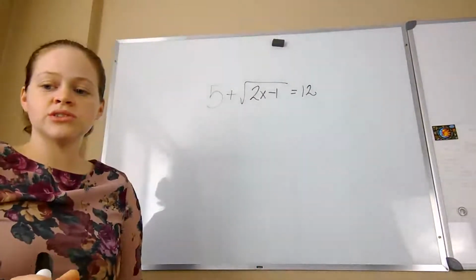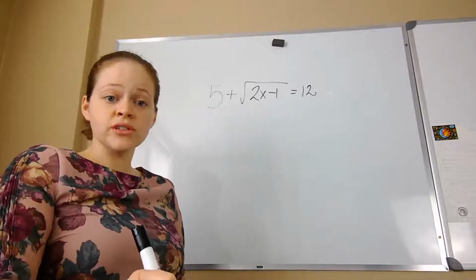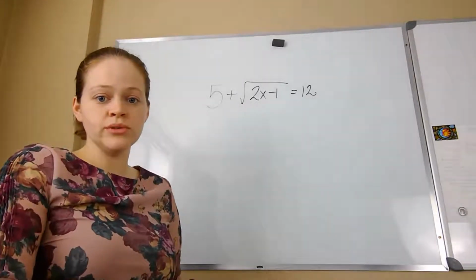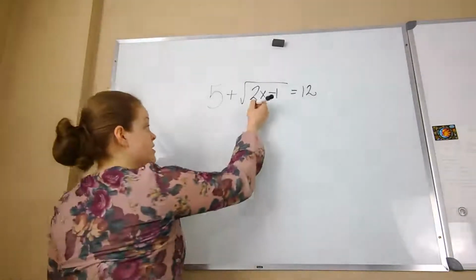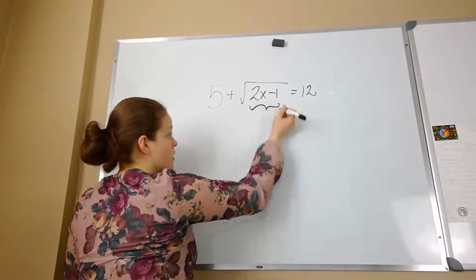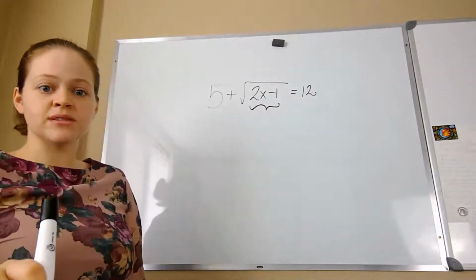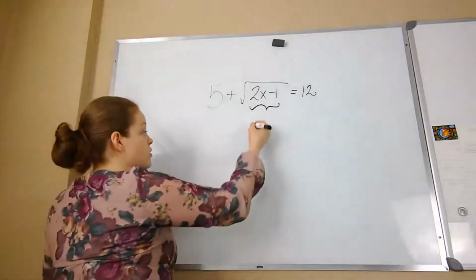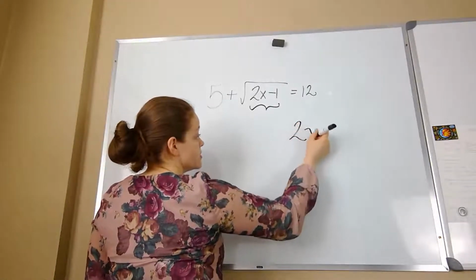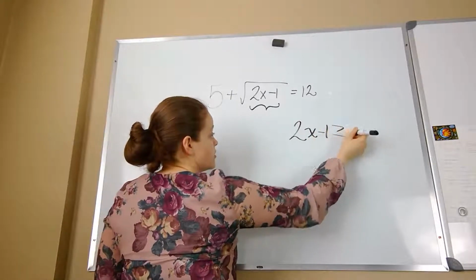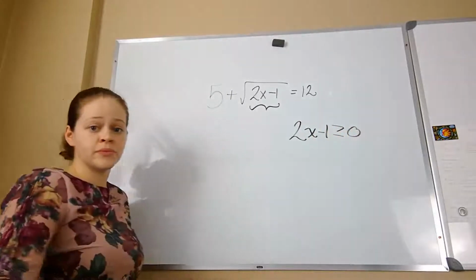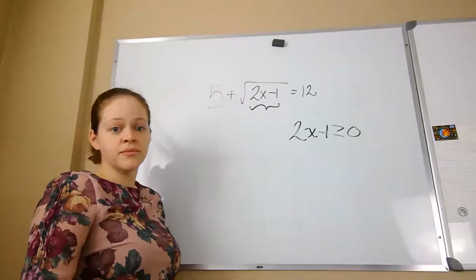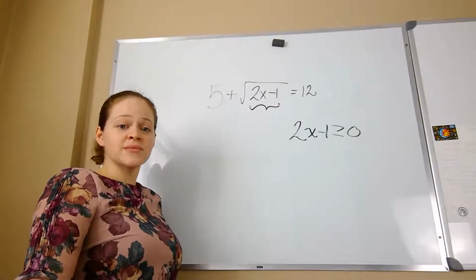We do need to state the restrictions first. When it comes to square roots, any restrictions are always under the root, and this is because we cannot have a negative root. So we set 2x minus 1 greater than or equal to 0, so that way it's positive. Let me just solve for the x.